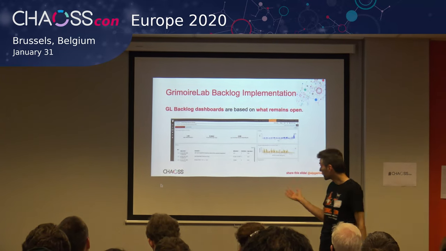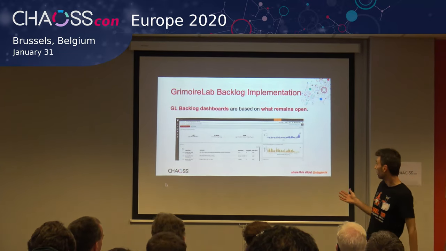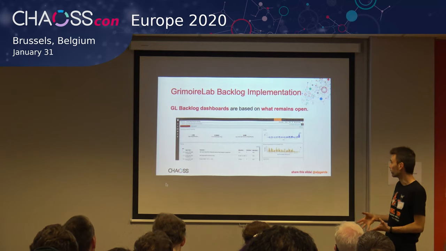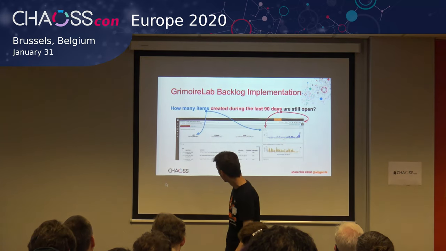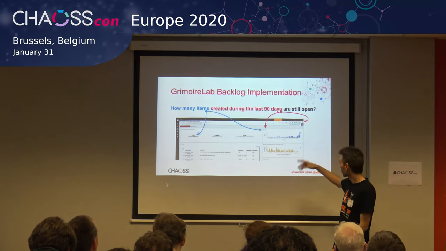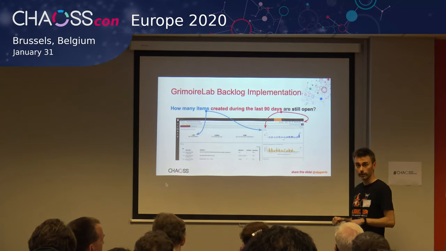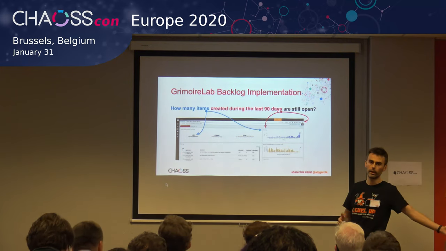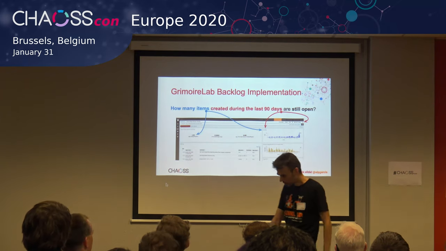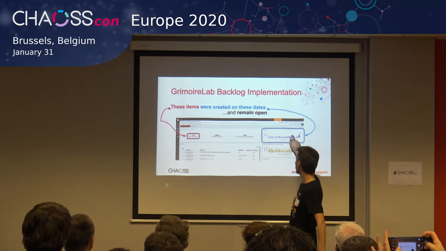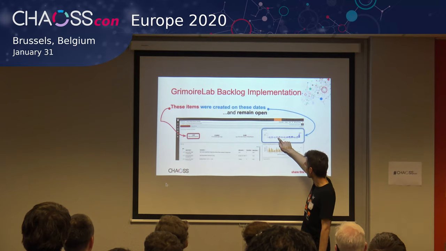The problem with the backlog we have in GrimoireLab right now is that these dashboards are based on what remains open today. You can see a lot of things here, but the question you're answering is how many items created during whatever period of time you select here are still open today. And this is not the real backlog, because you want to analyze the past. You want to analyze how the backlog was the previous month or the previous year or whatever. In other words, these items here were created on these dates. This means this amount of items are still open and were created here, but this is not the real backlog.